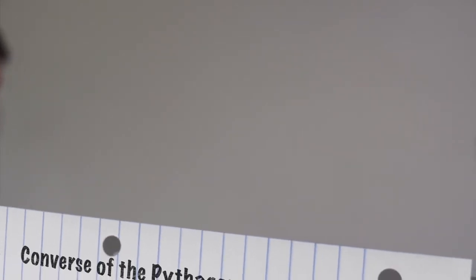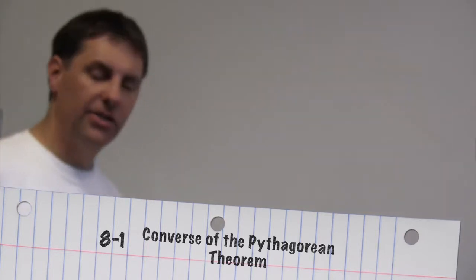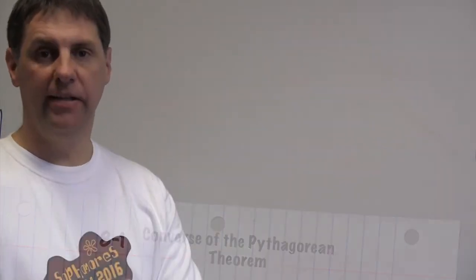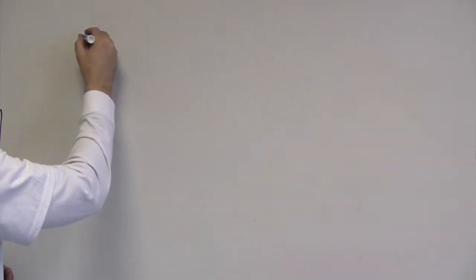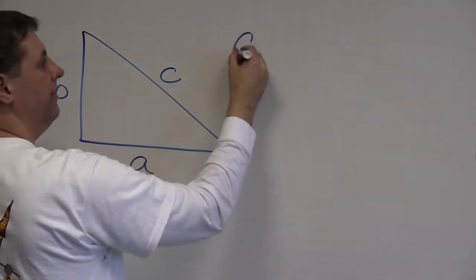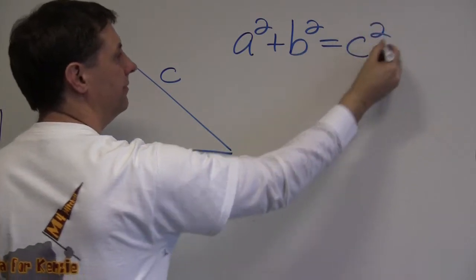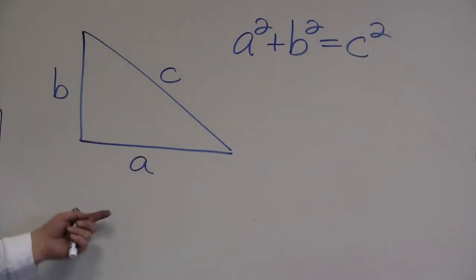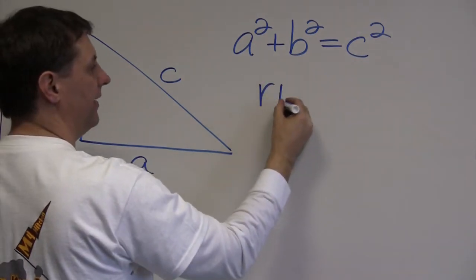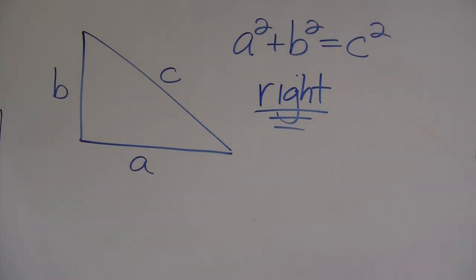Okay, the last part of the section is the converse of the Pythagorean theorem. What this allows you to do is to determine whether a triangle is not only right, but if it is obtuse or if it's acute. So stating the obvious, if you have a right triangle, and a squared plus b squared does equal c squared, if that's a true statement when I set up my numbers, then it's a right triangle. Can't work any other way.